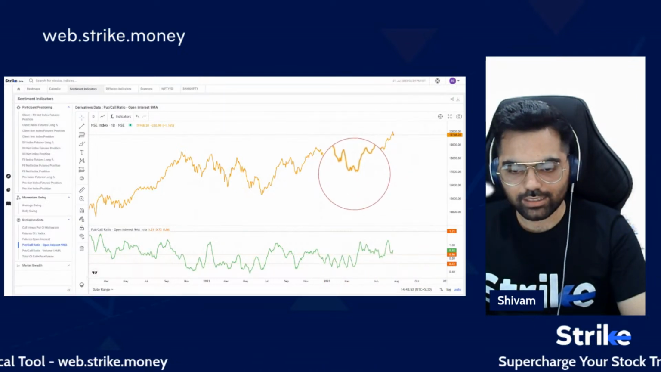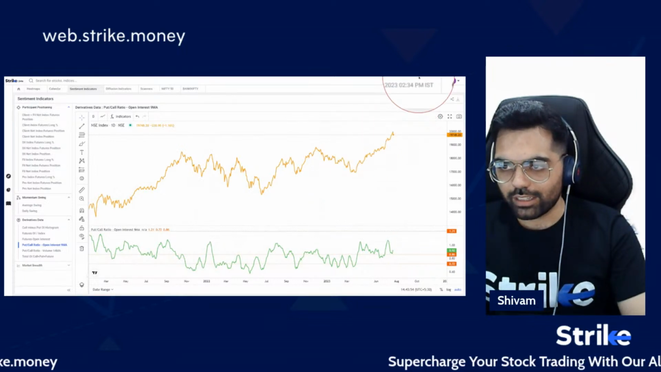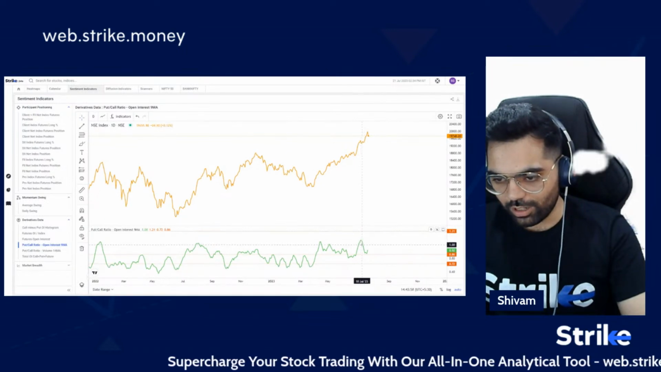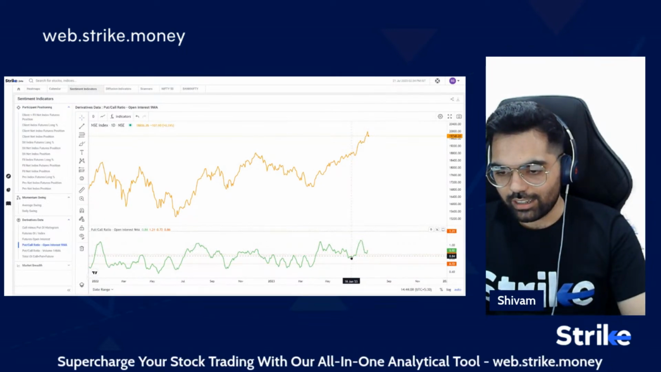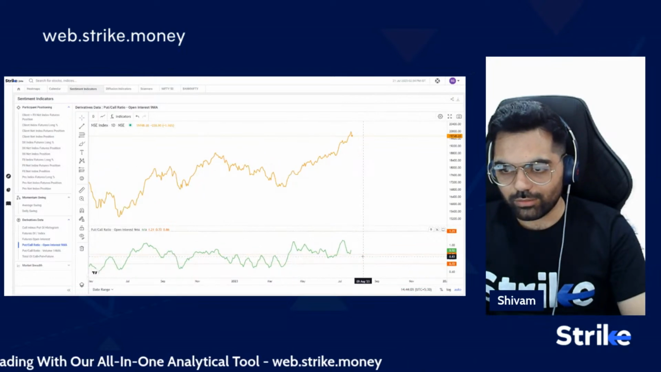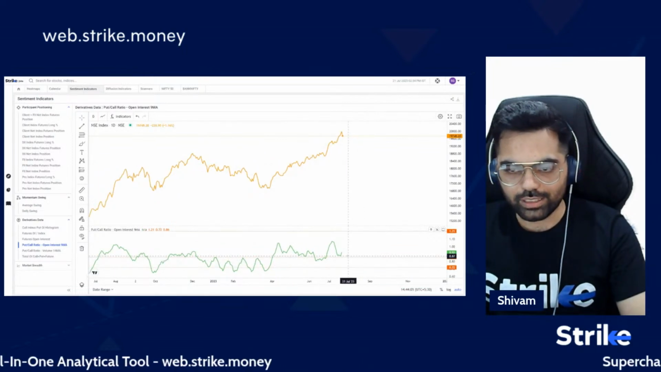And when it's at extreme highs, that is when the market is seen topping. So right now it has cooled off from the highs, and it came lower to these previous support levels. So further action from here needs to be seen.